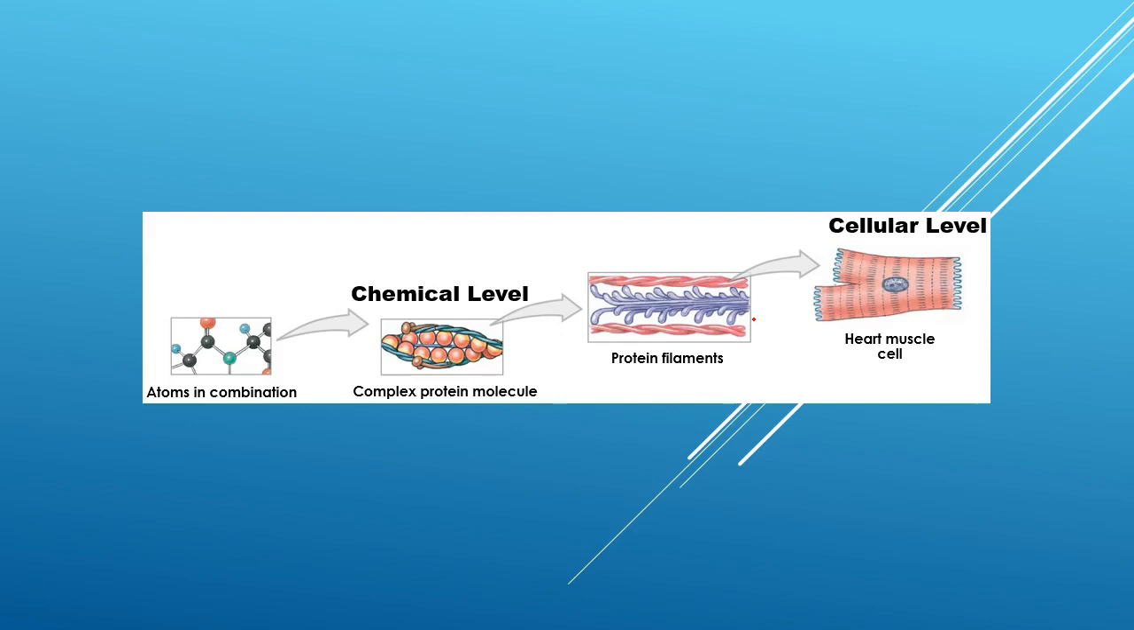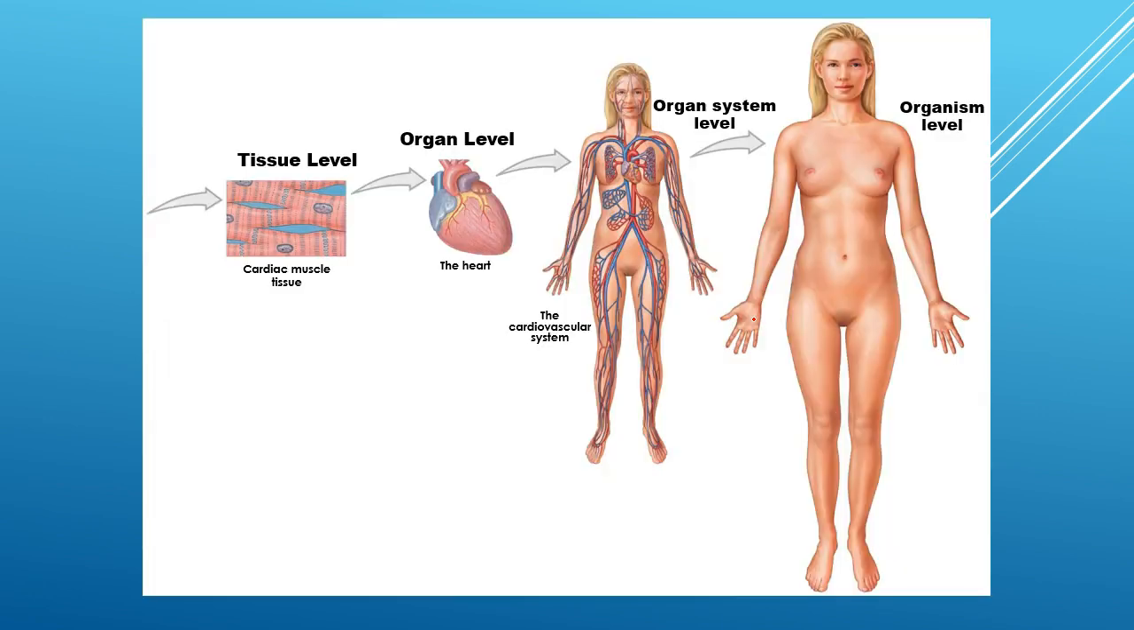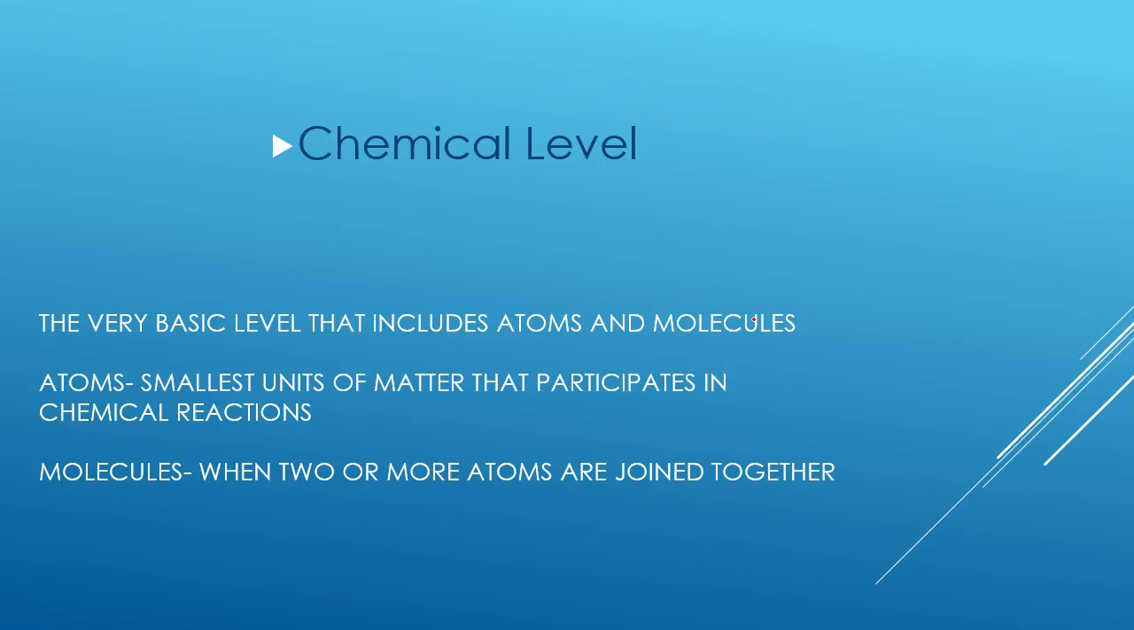Those molecules, once they combine, will create a cell. Those cells will combine, so you have several different types of cells combining to create a tissue. From there, multiple types of tissues create an organ, and multiple organs create a system. And from there, once you add up all those systems, you have an organism. So these next few slides are just going to be going more into detail with that.